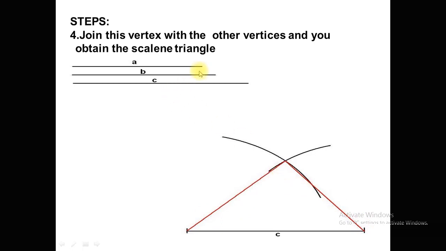So at the second stage, open the compass, suppose about the length of B, and put the compass at this end and draw this arc. And at the third stage, open the compass about the length of the side A and put the compass at this point and draw another arc. These two arcs touch each other at some point. Suppose this point is K, or you can name this point T or S. So join this end point to this end point and this end point to this end point. You will obtain the scalene or different sided triangle.